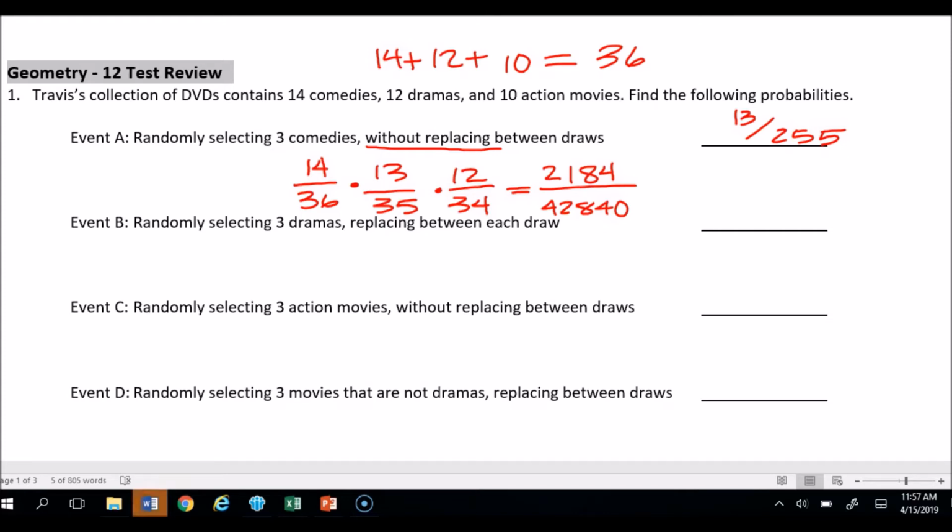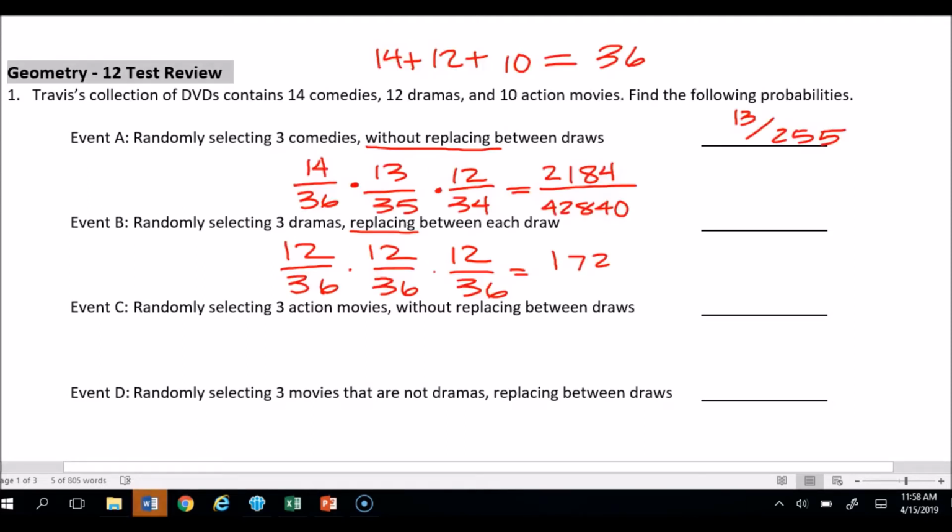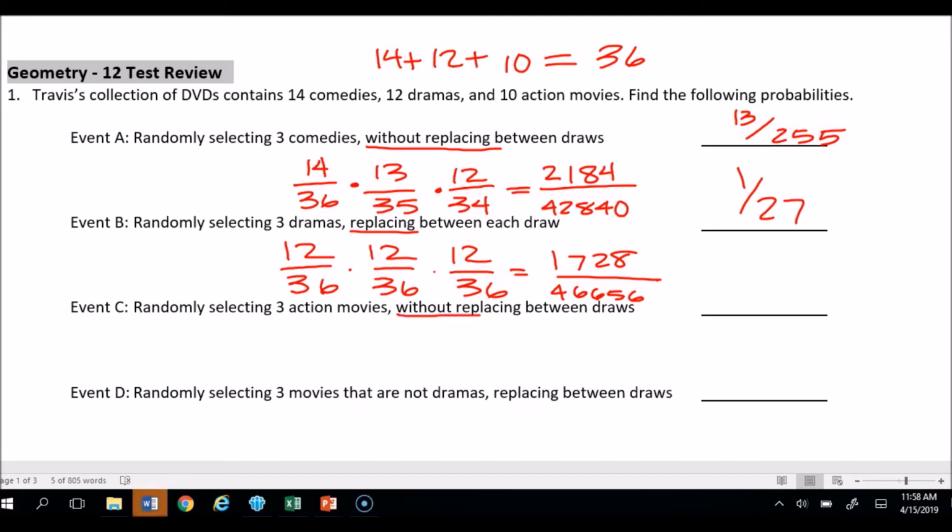Now we had 12 dramas, but this time we're replacing. So that means nothing's going to change every time we do this. So we've got 12 over 36 times 12 over 36 times 12 over 36. Again, we can multiply across the top and across the bottom. When we do that, we get 1728 divided by 46,656. And when we reduce that, again, we're going to get 1 over 27. So event C says randomly selecting 3 action movies, again, without replacing between draws.